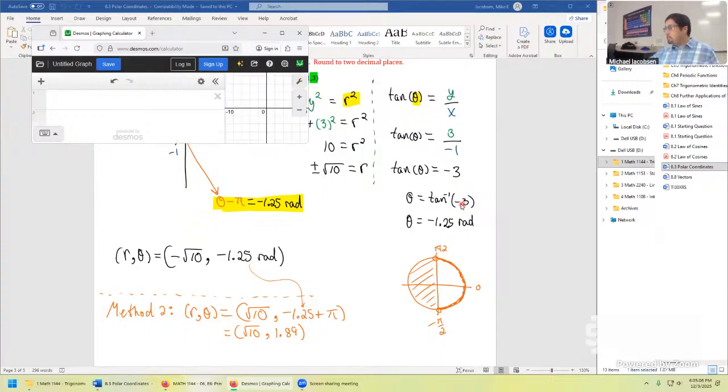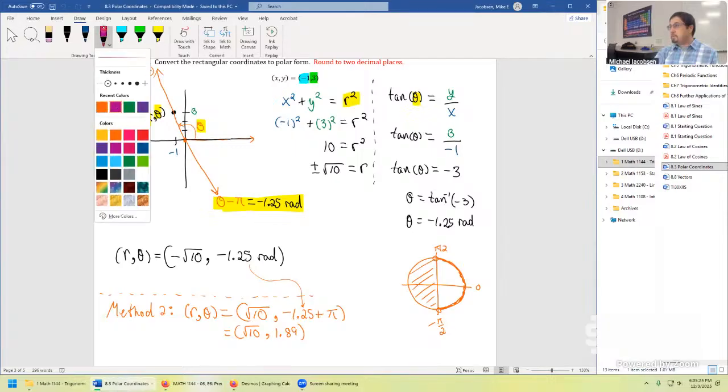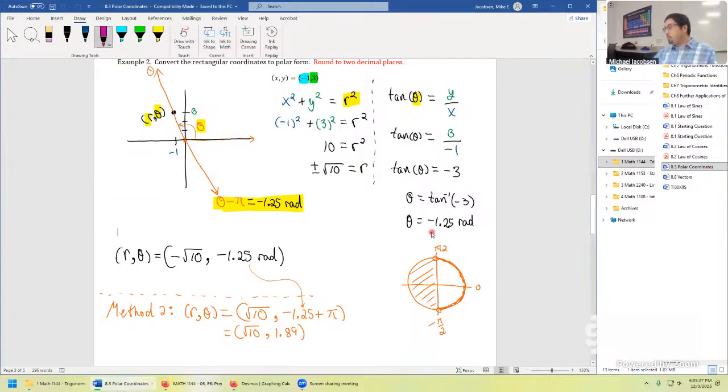So when I go to put this in the calculator, it's going to be arc tangent of -3, which gave us the negative 1.25 upon rounding, in radians. So the solution to that equation there, tangent theta is -3, gave us negative 1.25 radians.